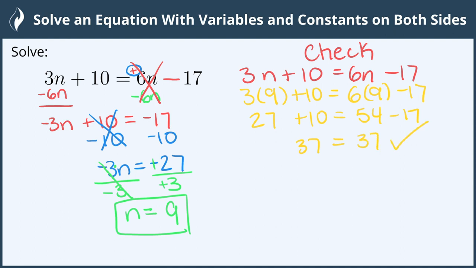So this checks. That means the number we substituted in for the variable of 9 holds true to be the answer or solution to the equation. So n equals 9, and we're all done.